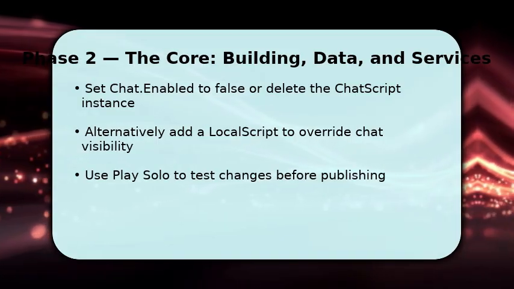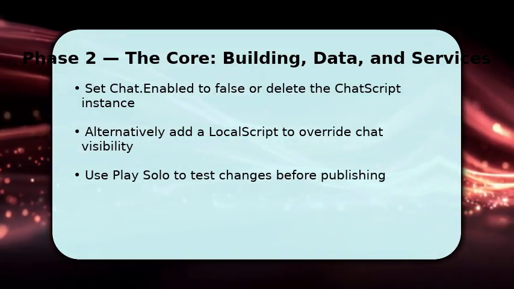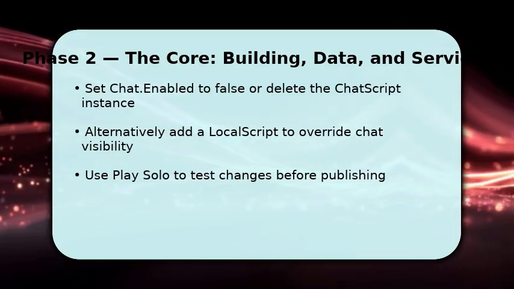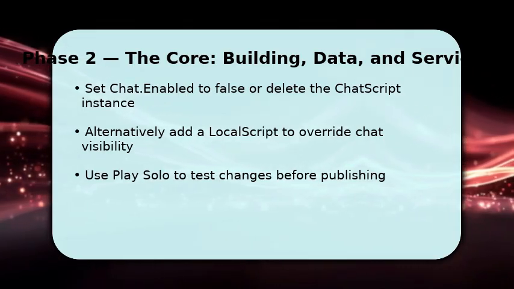If you prefer code, insert a local script into StarterPlayerScripts that calls StarterGui:SetCore("ChatMakeSystemMessage") with text equals "Chat disabled", and hides chat frames. This forces override across clients.